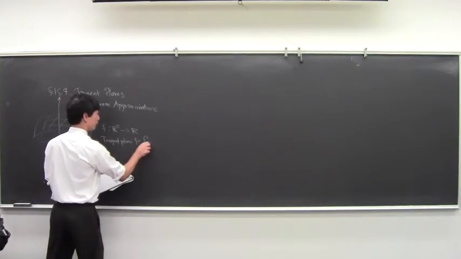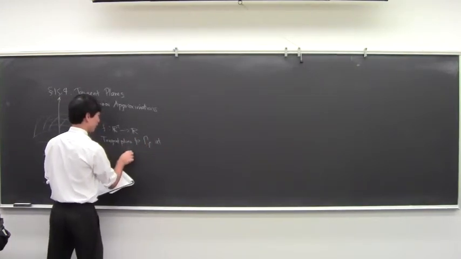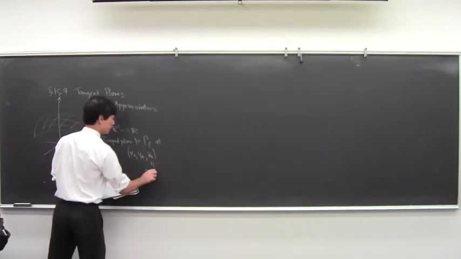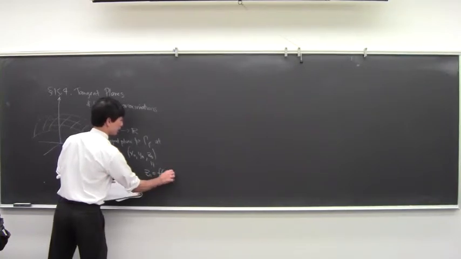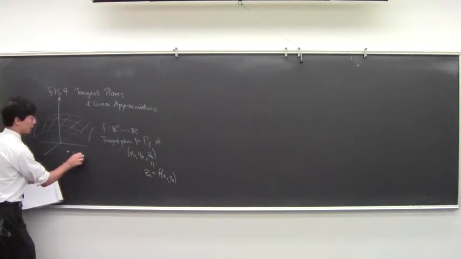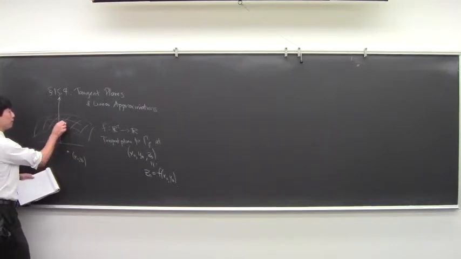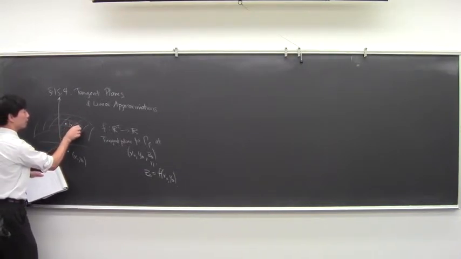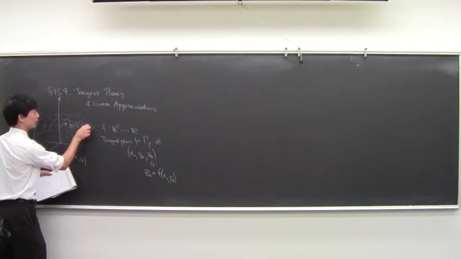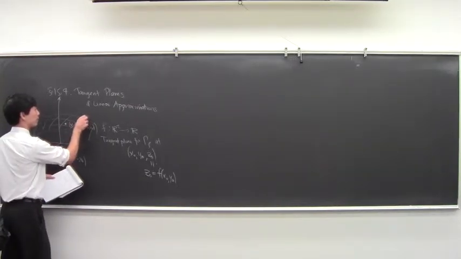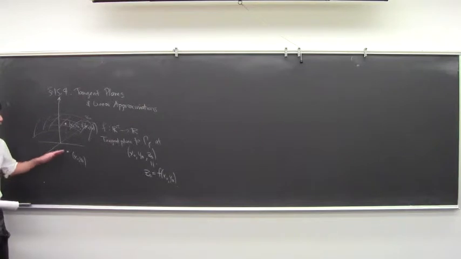to the graph of f at x0, y0, z0, where z0 is f of x0, y0. So there's some point x0, y0 here, and then on the graph there's the point x0, y0, z0, where z0 is, of course, the height. The height is the value of f at that point. This is your z.